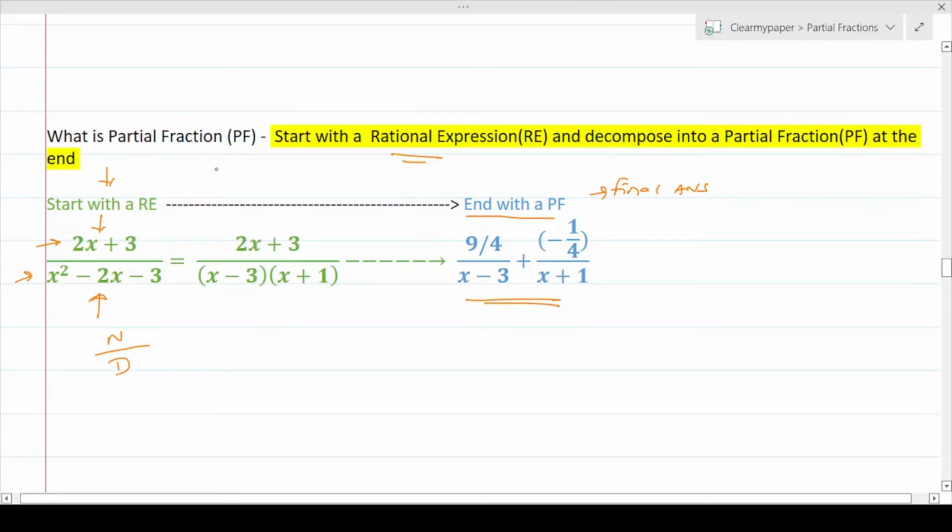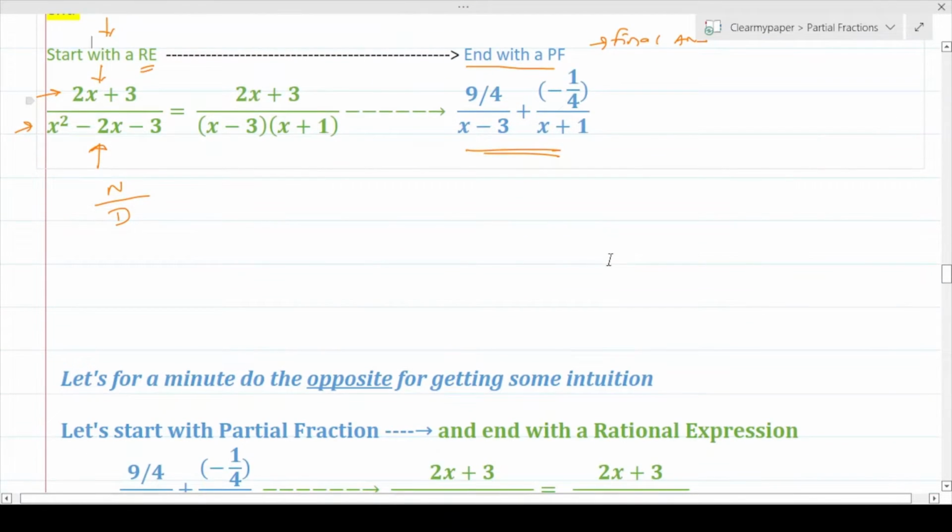That's the whole construct of a partial fraction, starting with something on the green side, the rational expression, and ending as a partial fraction. Okay, so that's a quick refresher again. Now let's see what's going on.